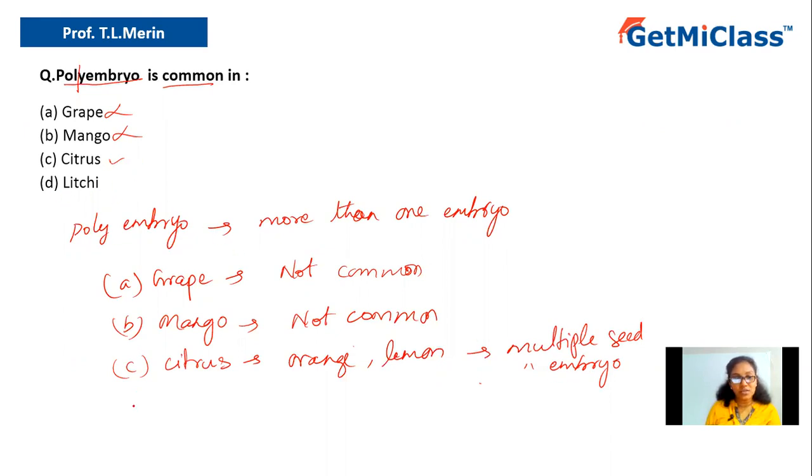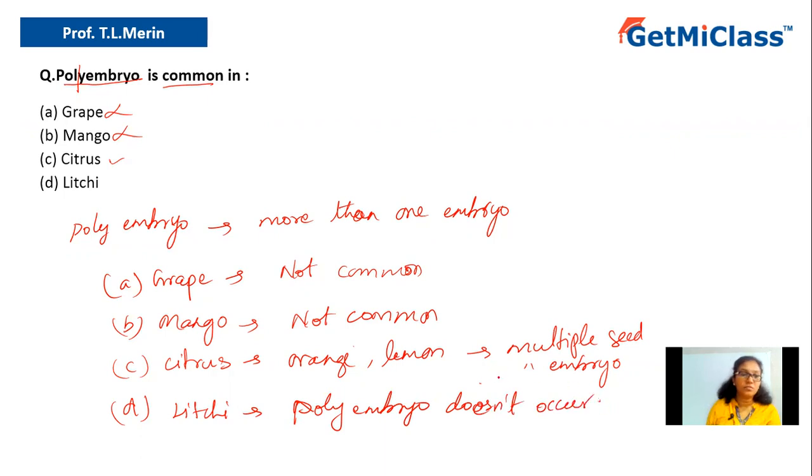What about lychee? In lychee, you can usually find only one seed, and hence it doesn't have polyembryo. So polyembryo does not occur.